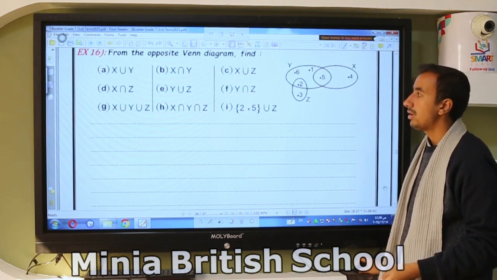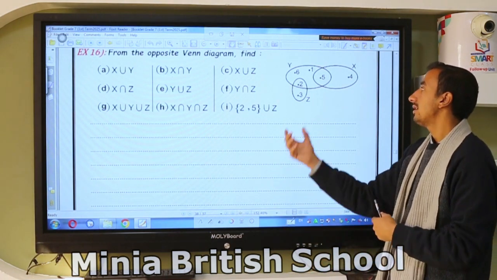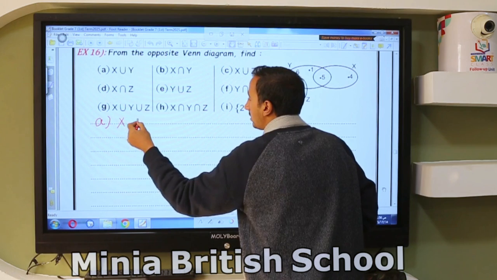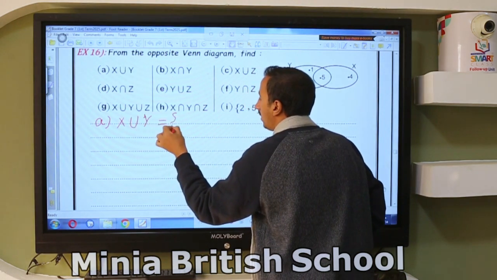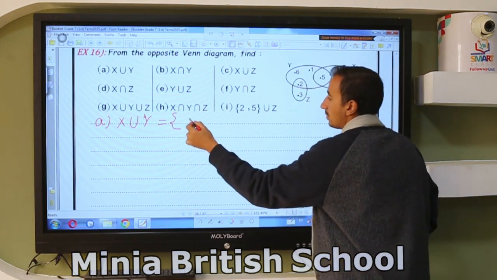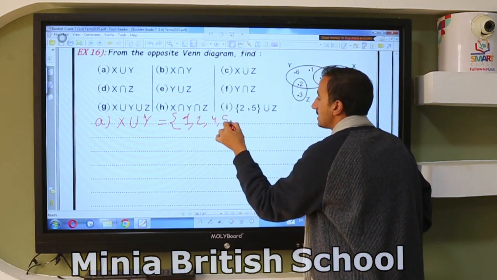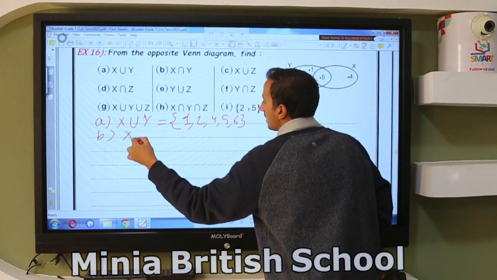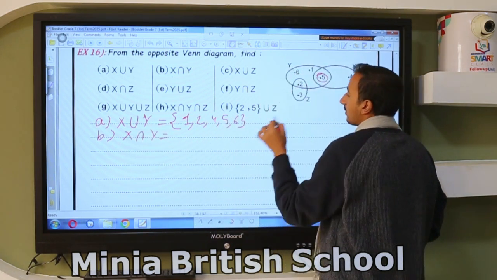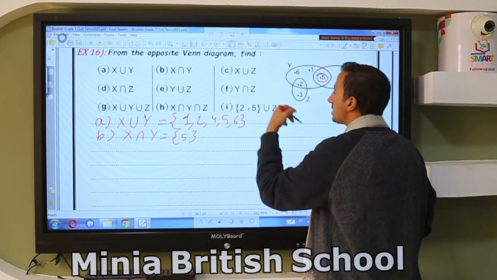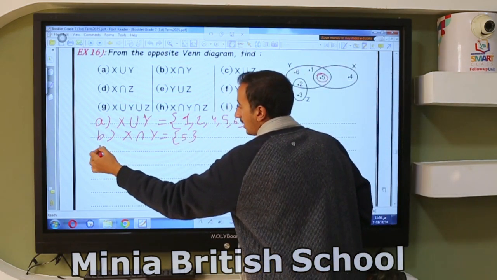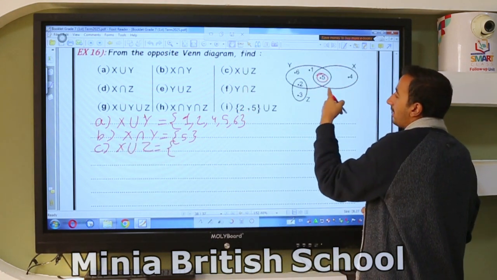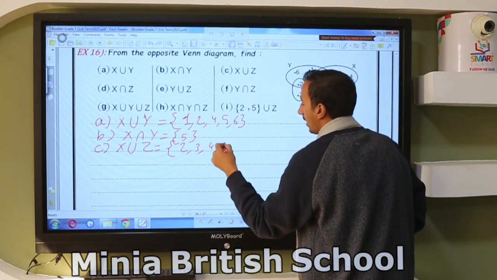Okay, let's take example number 16. Here x union y, x intersection y, x union z. Here I have 3 groups. X union y, take all of the elements, letter A: x union y equals, open the brackets, 1, 2, 4, 5, 6. X intersection y, the element 5 only. X union z, I take all of the elements, letter C: x union z makes the elements 4, 5, 2, 3, so 2, 3, 4, and 5.